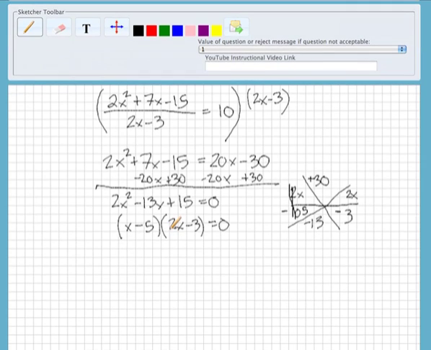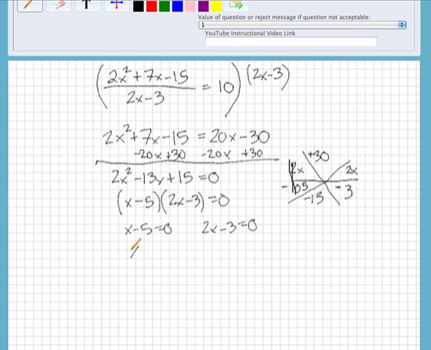Okay, so then next we solve for x here. So we set each one of these equal to 0. So x minus 5 equals 0, and 2x minus 3 equals 0. And then x equals 5, when you add 5 to both sides. And then you add 3 to both sides, you get 3. Divide by 2, you get x equals 3 halves.